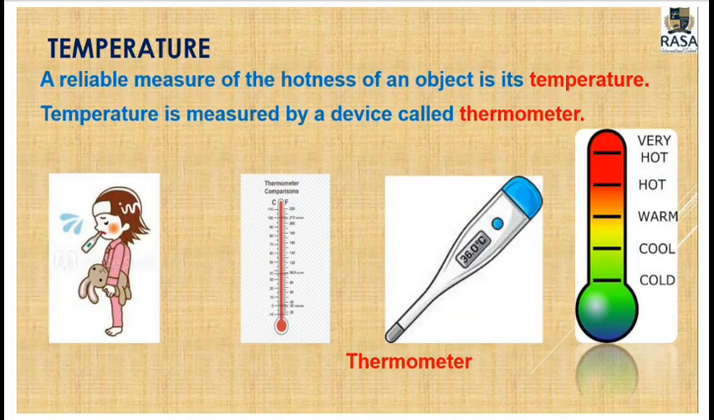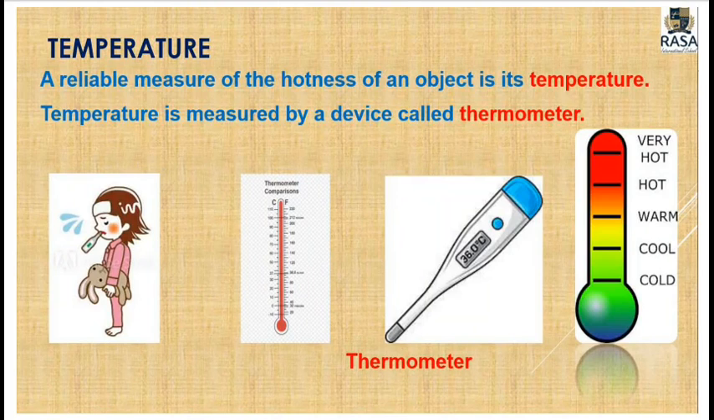So, here you are able to see different kinds of thermometers. One is the mercury one and the other one is the digital one. The thermometer which uses mercury does so because mercury is a metal which is liquid at room temperature and it expands quickly as soon as heat is supplied to it.